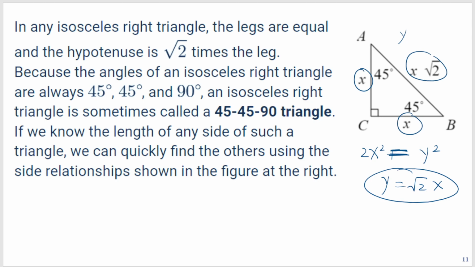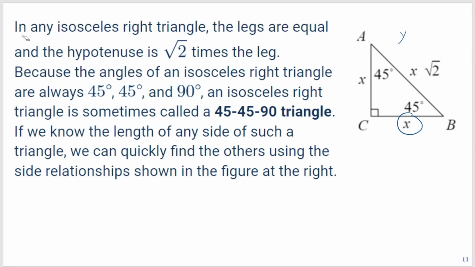So this is a relationship between the hypotenuse and the legs. Therefore, you can use this as a theorem. Because angles of isosceles right triangles are always 45, 45, and 90 degrees, an isosceles right triangle is sometimes called a 45, 45, 90 triangle. So if we know the length of any side of such a triangle, we can quickly find the others using the side relationships shown in the figure at right.